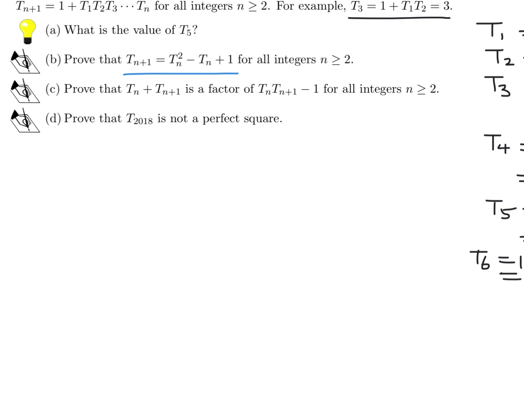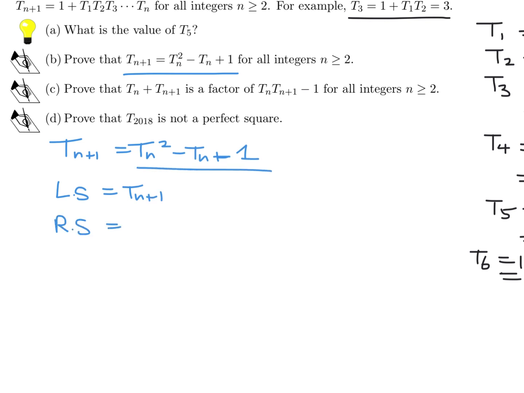We can use the left side, right side type of notation. So T(n+1) is equal to Tn squared minus Tn plus 1. This is what we're trying to prove. So the left side is equal to T(n+1). Okay, great. Now let's talk about the right side.